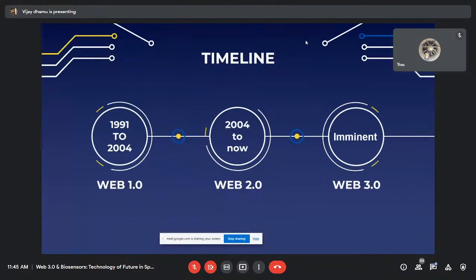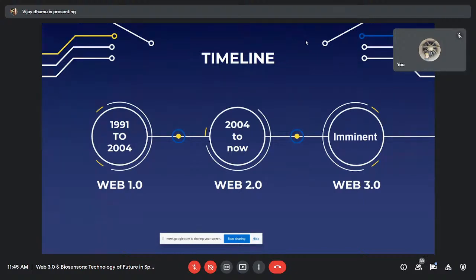So this is the timeline. Web 1.0 started in 1991, and it lasted till 2004. From 2004, Web 2.0 took over. I hope everyone knows why 2004 is very important, because of Google, YouTube, and even Facebook. All these things grew during this time. And Web 3.0 has already started, but it hasn't taken over the world like 2.0 as of yet.